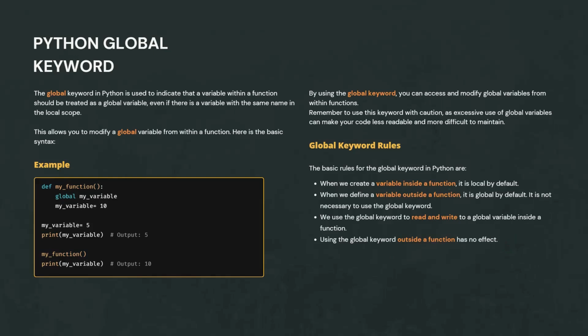And that's it, my friends. You now understand local versus global scope and the power of the global keyword in Python.